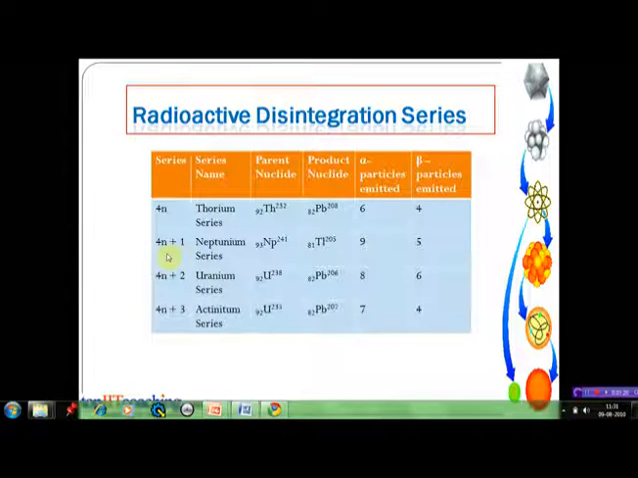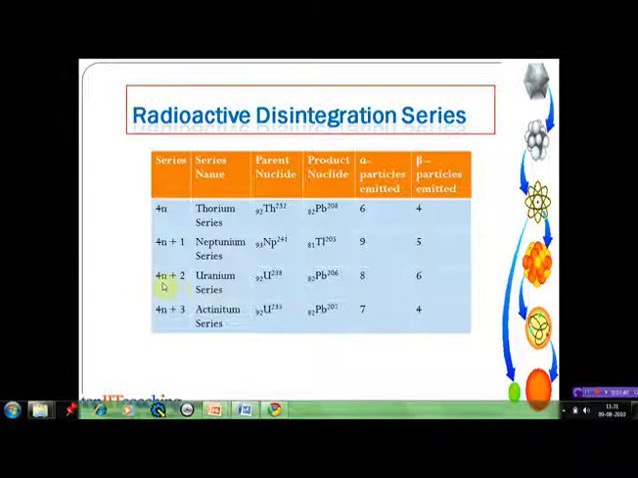The third series, Uranium Series, is also a natural series like the Thorium Series. Its starting isotope is Uranium-238 and final product is lead-206. 8 alpha particles and 6 beta particles are emitted in this conversion, and it is also known as 4n plus 2 series.